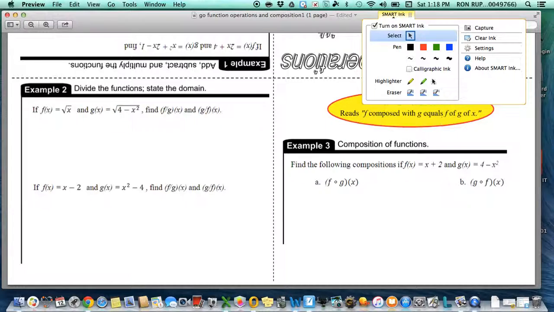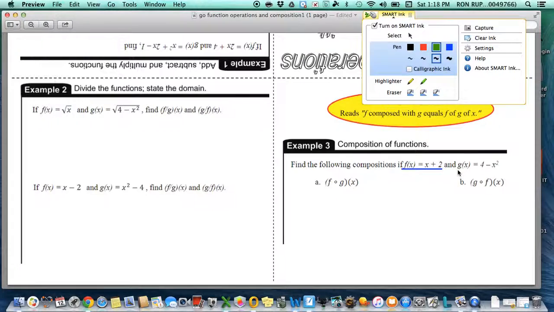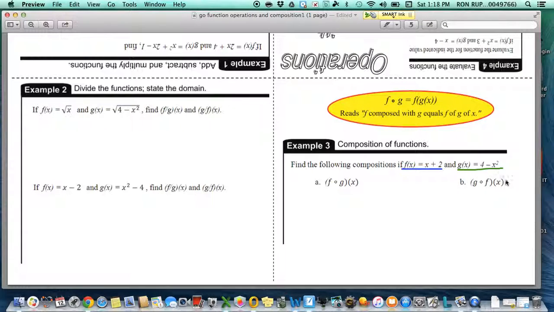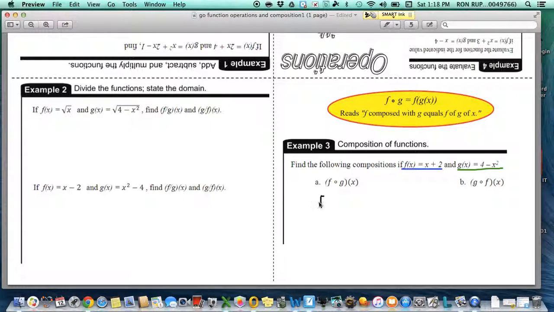So let's take a look here. I've got two functions, f of x equals x plus 2 and g of x equals 4 minus x squared. What I'm saying here is f composed with g is going to equal f of g of x. That's how that's written, and that's what we're going to try to find. What would the equation be if I did f of g of x? We're going to take g of x and substitute that into the f of x function.